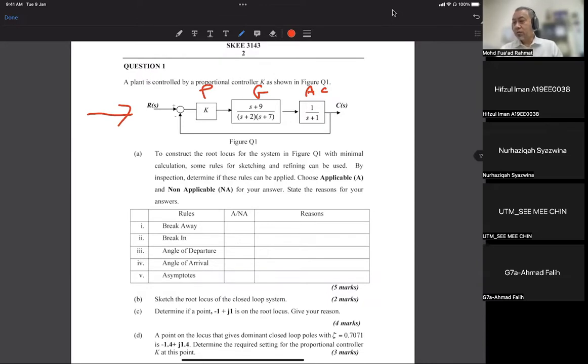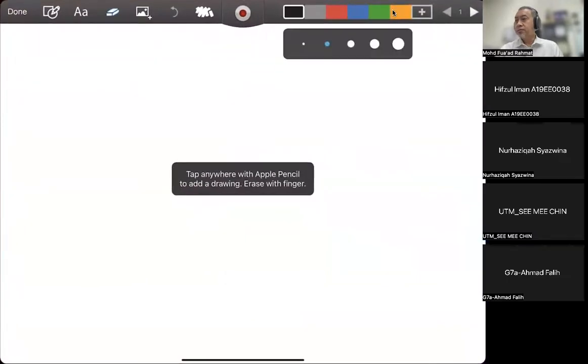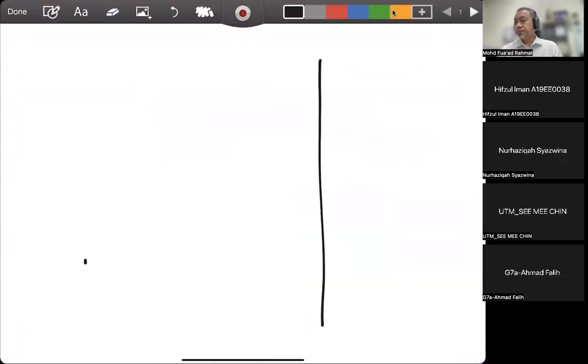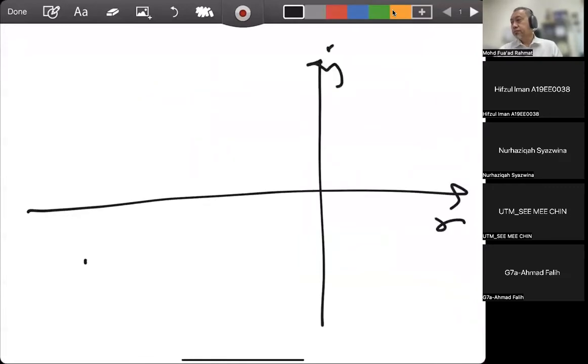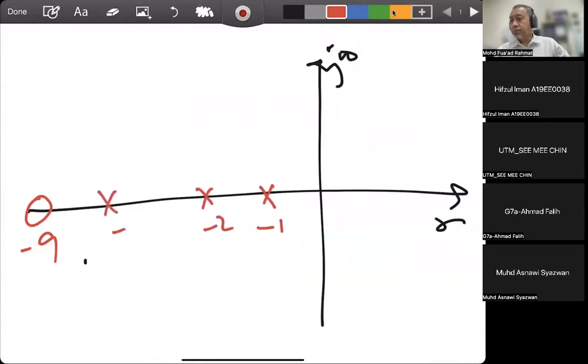So shall we plot it, based on the given transfer functions. We have open loop zeros at -9. Open loop poles at 3 point, -1, -2, -7. So we start from the origin. Root locus starts from the poles and ends at zeros. So this one.